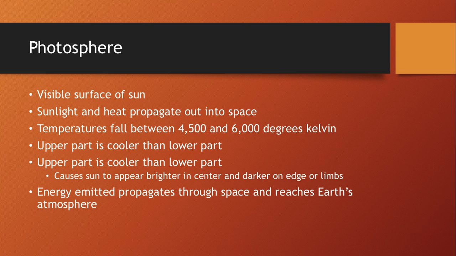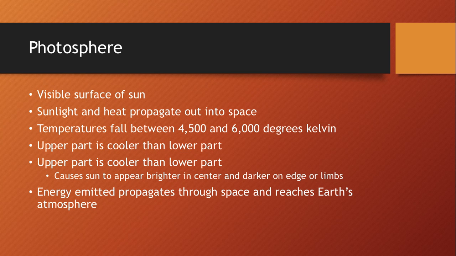So the next layer is the photosphere. The photosphere is the visible surface of the sun. If you are looking at the sun from Earth or anywhere else, you will see the photosphere. So in the photosphere, sunlight and heat propagate out into space.